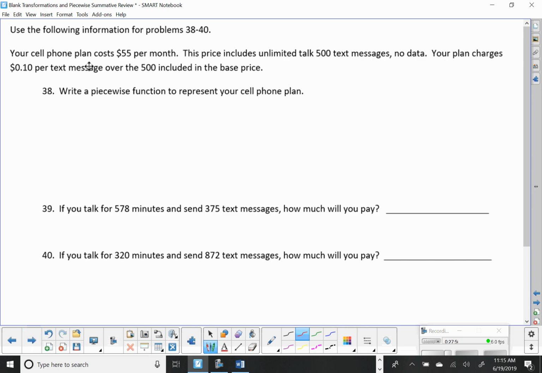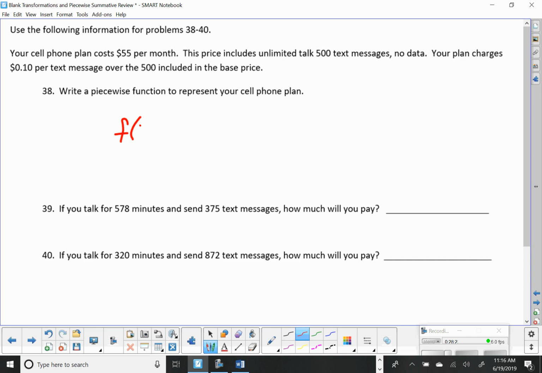Now, use the following information for problems 38 through 40. Your cell phone plan costs $55 a month. This price includes unlimited talk, 500 text messages, and no data. Your plan charges 10 cents per text message over 500 included in the base price. Write a piecewise function to represent your cell phone plan.